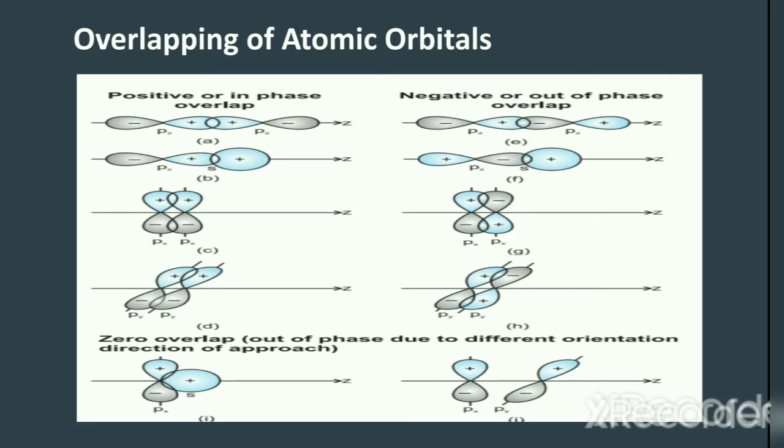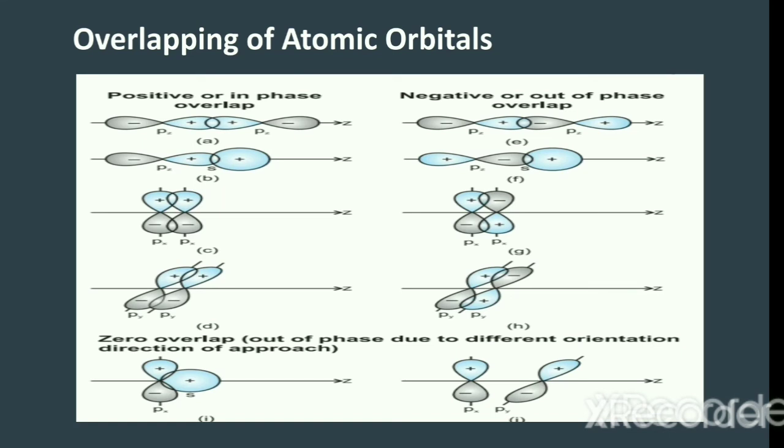Let the two p orbitals be taken as pz. The pz orbitals will overlap and result in bond formation only if the sign on the lobes of the overlapping pz orbitals is the same. If one lobe is positive and the other lobe is negative, then it is taken as negative overlap and the bond will not be formed.